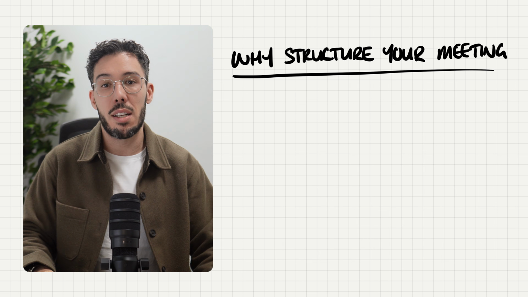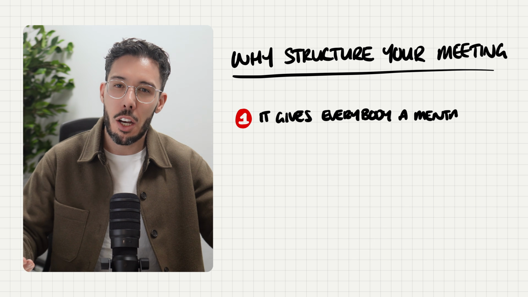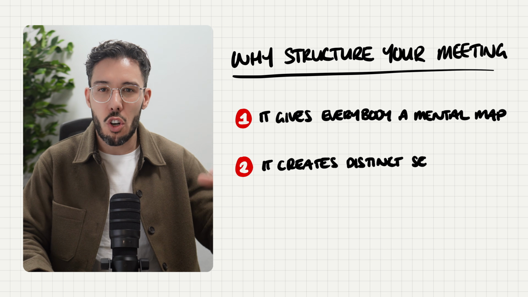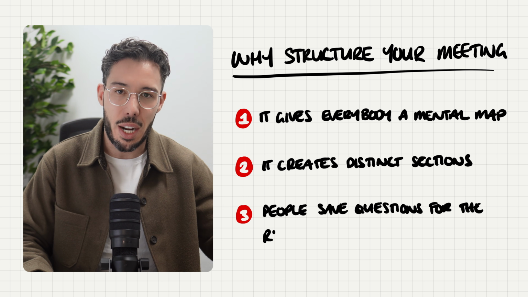Having an informal agenda like this helps in a few ways. 1, it gives everybody a mental map that helps them follow along during the meeting. 2, it naturally structures the meeting in distinct topics or sections. And 3, it helps everybody save their questions for the right sections.